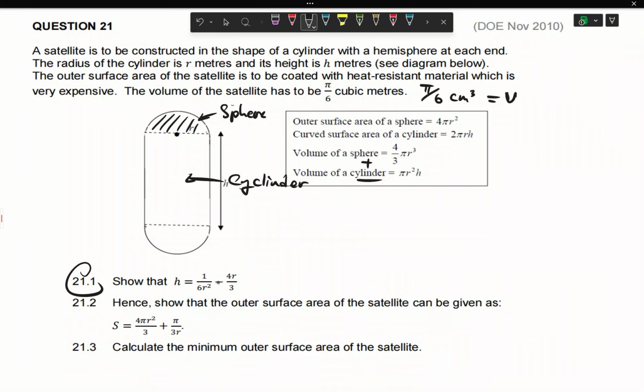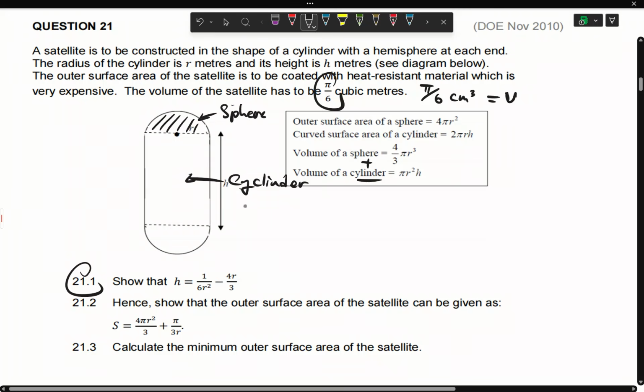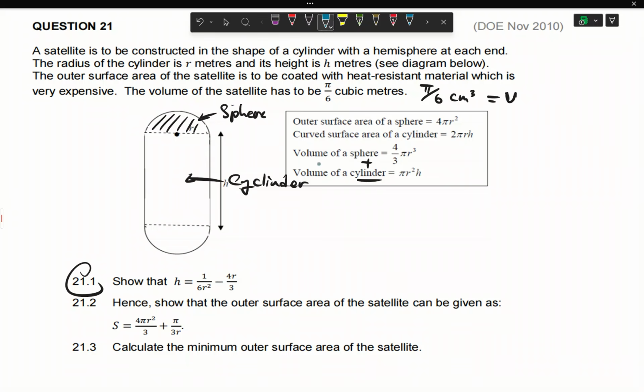You can see that your 1 all over 6 is in this equation there. So it means they are using the volume of the satellite. We are just going to say the volume is the combination of the volume of the sphere and the volume of the cylinder. So this is 4 all over 3 pi r cubed plus pi r squared h. You know the volume is pi all over 6. So this is going to be 4 all over 3 pi r cubed plus pi r squared h like that. Now we have to show that h has to be something.